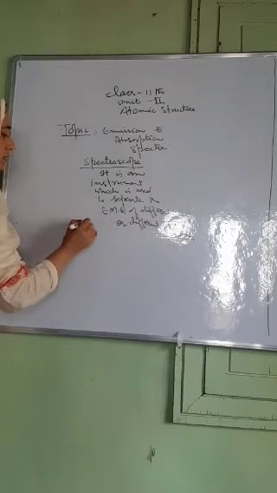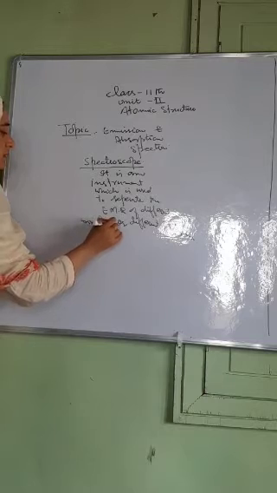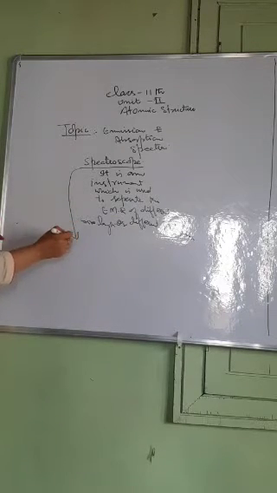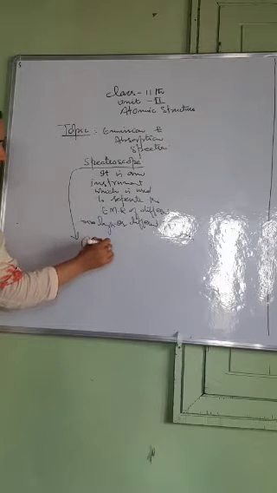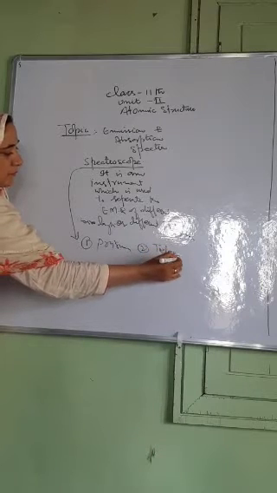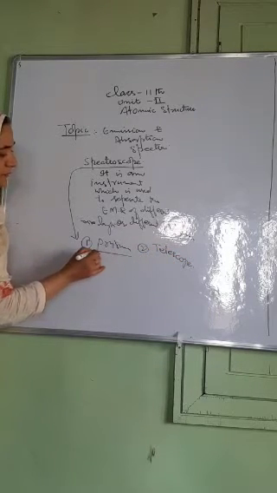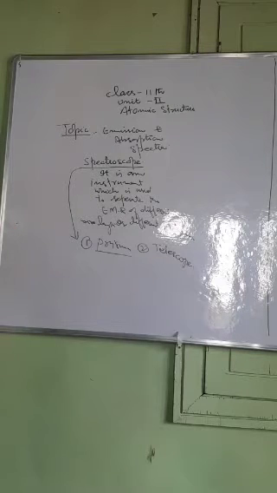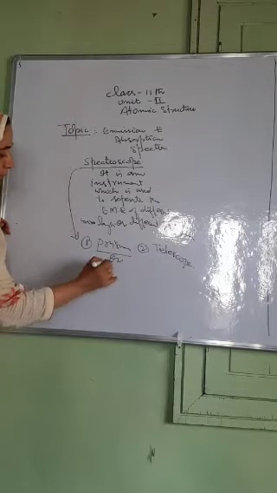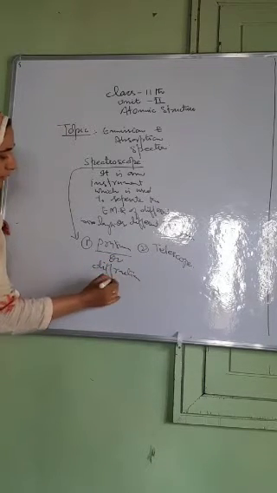This spectroscope consists of two parts. One is the prism and the second is the telescope. The prism is used as a diffraction grating, prism or diffraction grating.